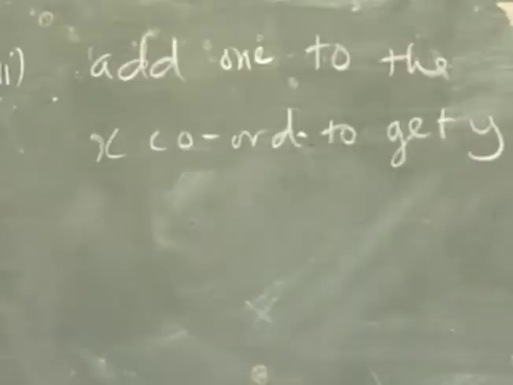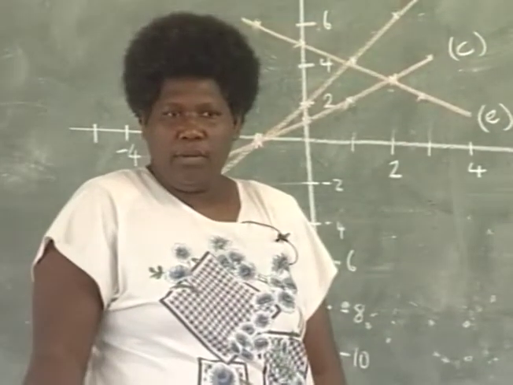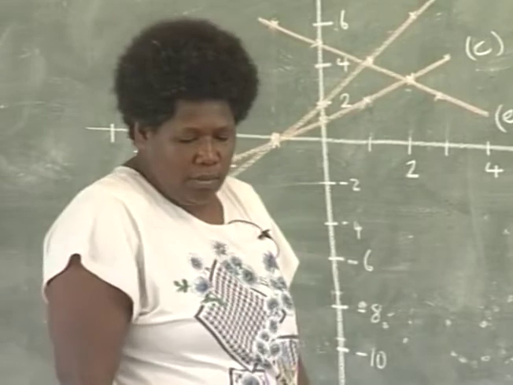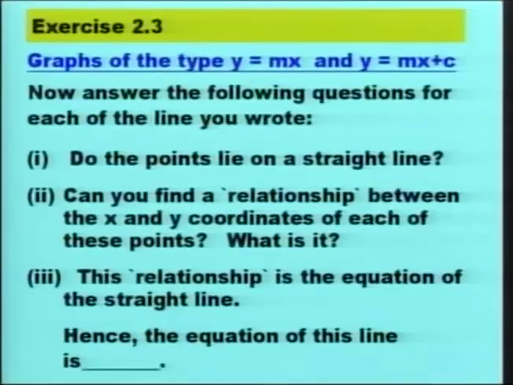Okay, have a look. Minus 3 plus 1 will give negative 2, which is the y coordinate. Minus 2 plus 1 will give negative 1, which is the y coordinate. Minus 1 plus 1 will give 0. Okay, so the relationship, sorry, to find the y coordinate, you have to add 1 to the x coordinate.